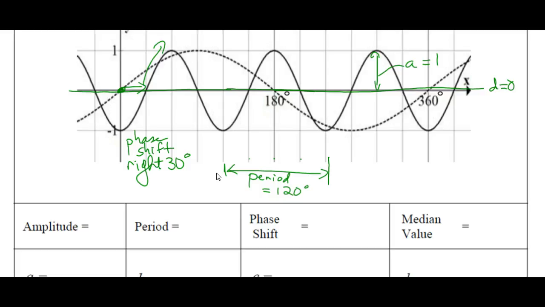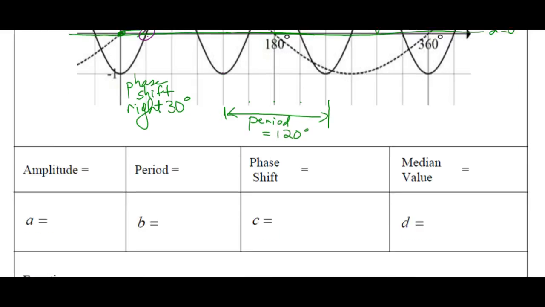Again, you can also get those from the formulas, right? Your period is 120: 1, 2, 3, 4 of these, 30, 60, 90, 120. Your phase shift: again, y-axis, midline. The start point is intersecting the midline going up. That's your start point. You've got a phase shift right 30 degrees.